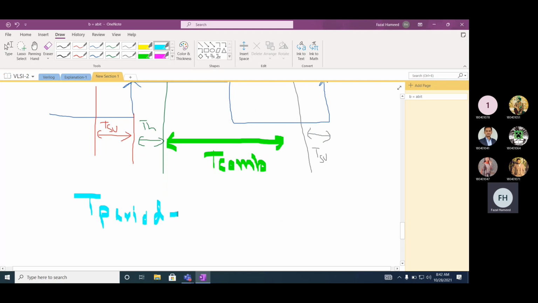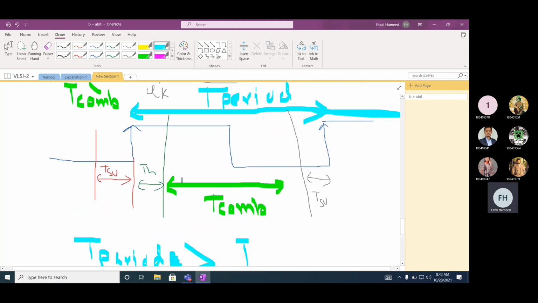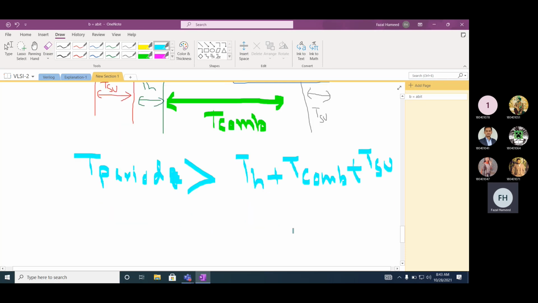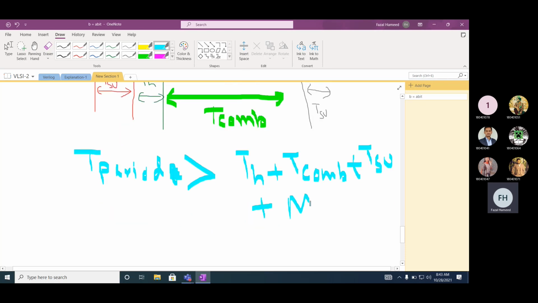Transition time, whatever it is. The period should be greater than T, called the combinational delay, plus the T setup, and you will also have some margins.